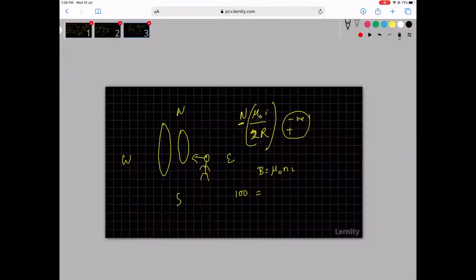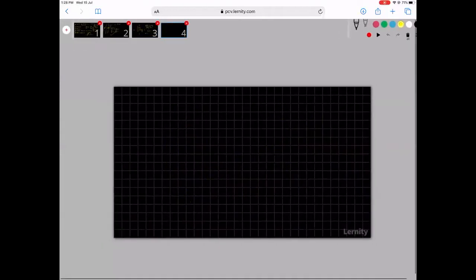So what we do? We have 10 power minus 2, that is 10 power 2 into 10 power minus 4, is equal to 4 pi into 10 power minus 7 into I, which is 15, into N.